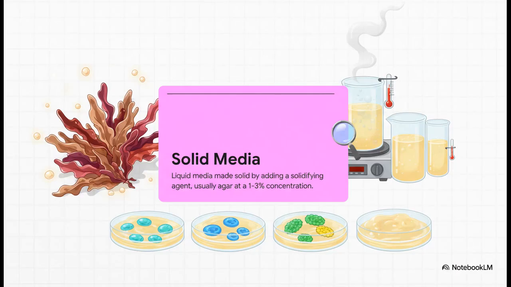Solid media is really just broth with a secret ingredient, agar. Agar is this amazing complex polysaccharide that comes from red algae, and it's perfect for the job because it creates this firm, gel-like surface that bacteria can't digest. They just grow right on top of it, which makes it the perfect stage for us to observe them.